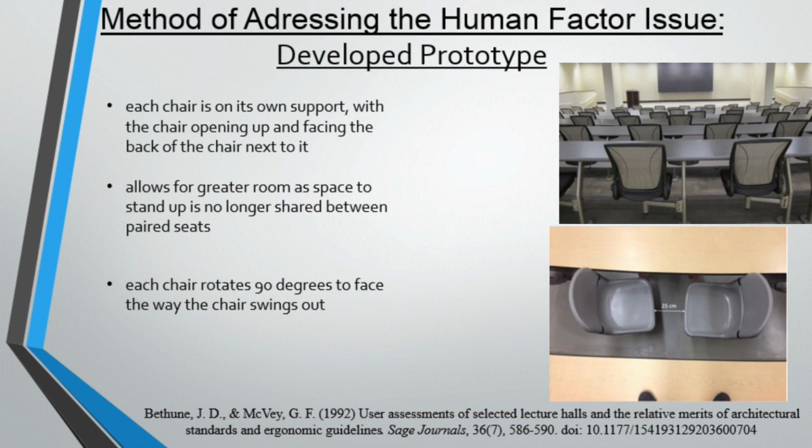The prototype we designed, based on the evidence found in the research, is seen on the top photo and the old system on the bottom. In the new design, each chair is on its own support or joint arm, with the chair opening up and facing the back of the chair next to it. This allows for the chairs to swing out in the same direction, providing greater room and space to stand up as it is no longer shared between the paired seats. This is shown by 30 centimeters of your own personal space as opposed to 25 centimeters of shared space with the neighbor.